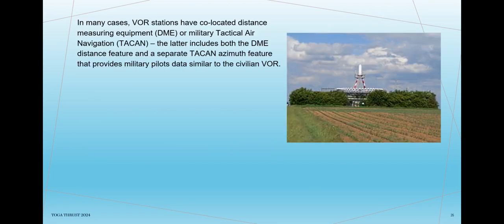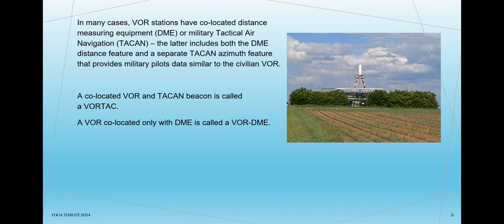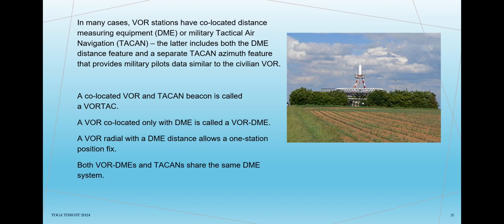In many cases, VOR stations have co-located distance measuring equipment, DME, or military tactical air navigation, TACAN. The latter includes both the DME distance feature and a separate TACAN azimuth feature that provides military pilots data similar to the civilian VOR. A co-located VOR and TACAN beacon is called a VORTAC. A VOR co-located only with DME is called a VOR-DME. A VOR radial with a DME distance allows a one-station position fix.